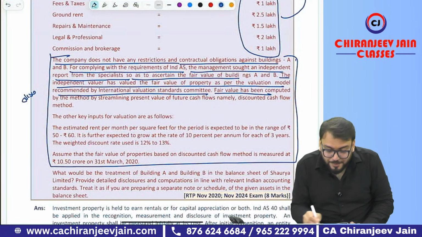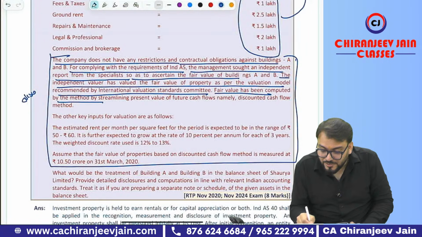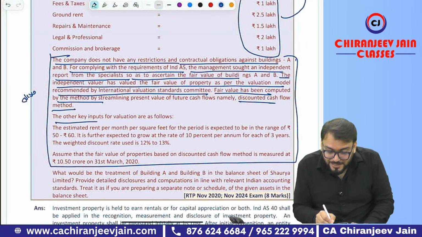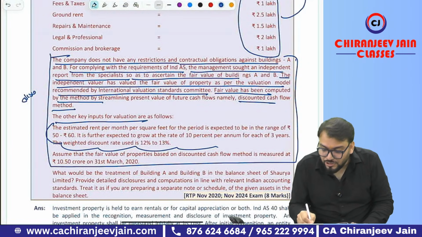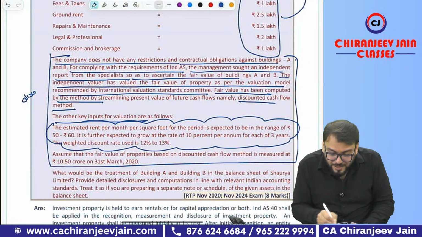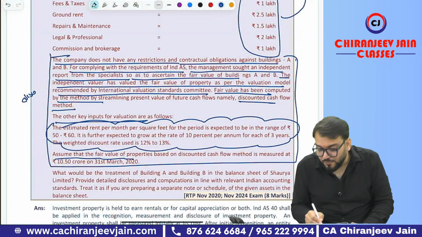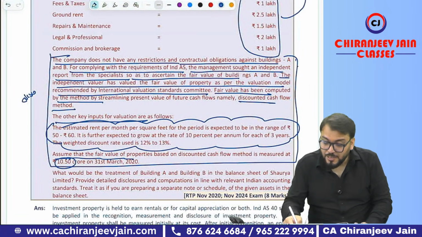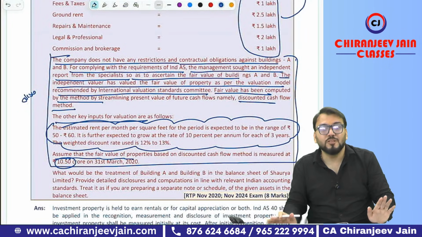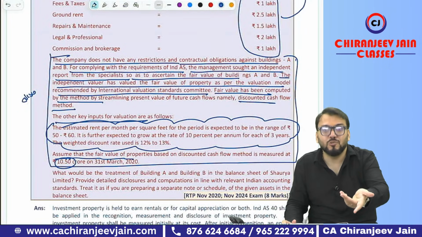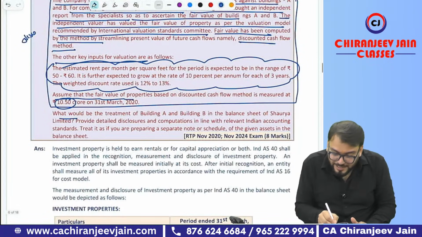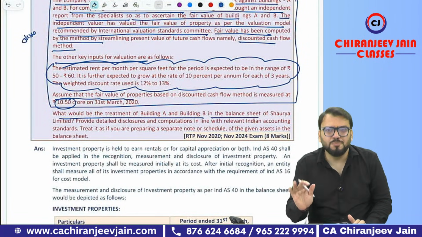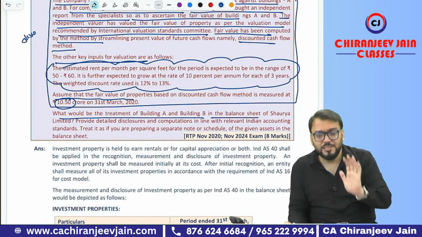Fair value has been computed by the method known as what? Discounted cash flow method. So you know the techniques of valuation. The other key input is the assumption given. You need to write down the assumption for fair value measurement. The fair value of the property they have given is 10.50. This is only for disclosure purpose. So this entire para is for disclosure purpose. If this is not given, we can't disclose. Chalega. What will be the treatment of building A and building B in the balance sheet and SOPL? Even if SOPL is not given, we will still show it.